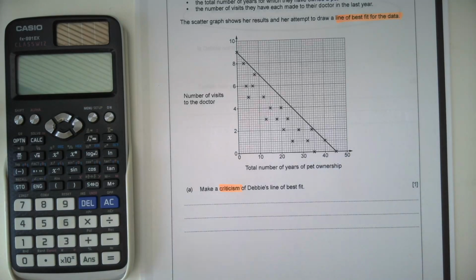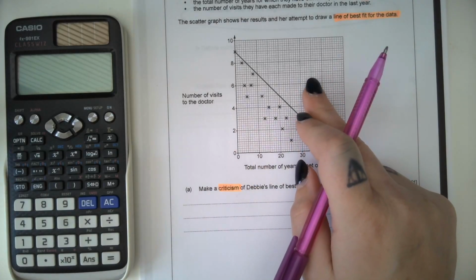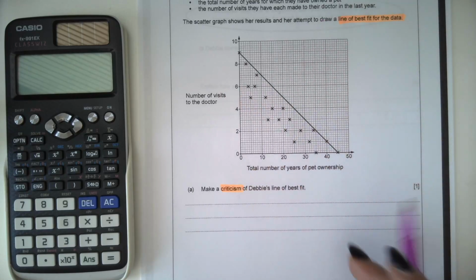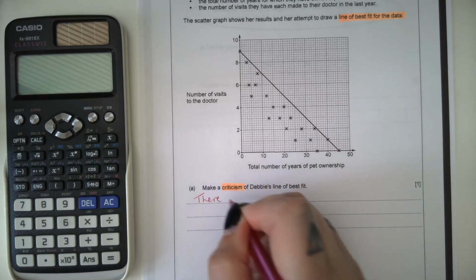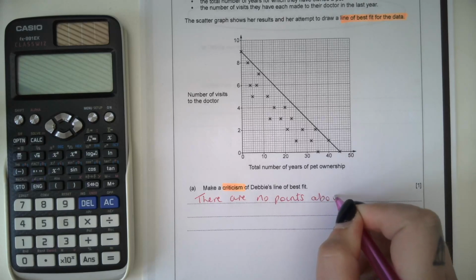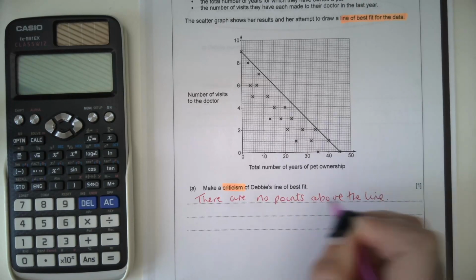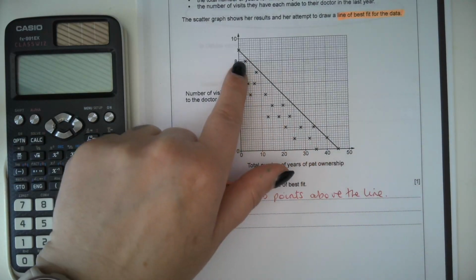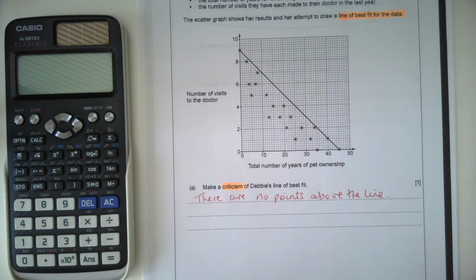So a line of best fit gives us an average that we can predict from, okay? So Debbie's line of best fit does follow the trend of the data. However, there are no points above the line. So it's not really giving us an average of those data points. We want it to be more in the middle. So we're going to say there are no points above the line. So we can't really use it to predict because it's following the trend of the data, but it's not giving us an average roughly in the middle.